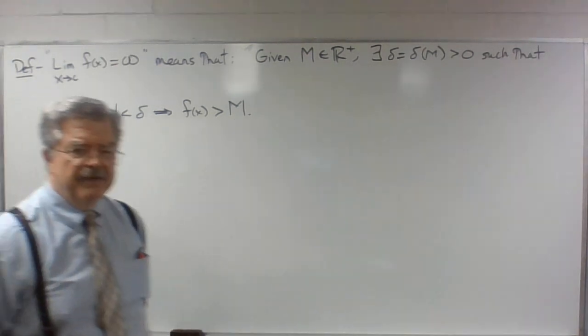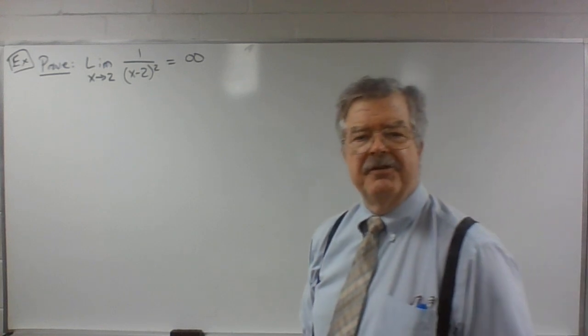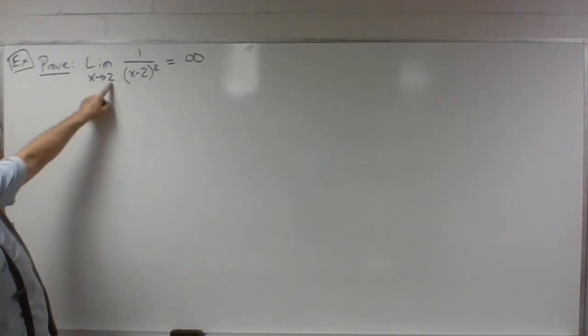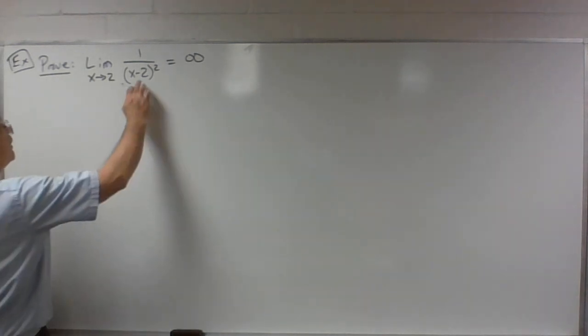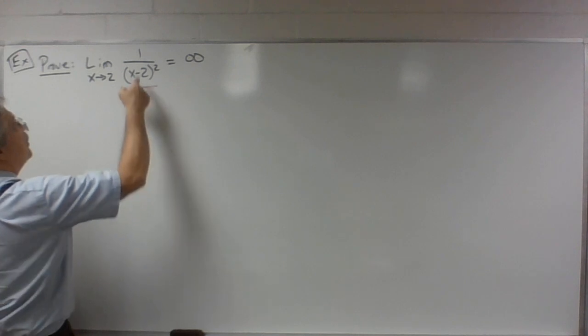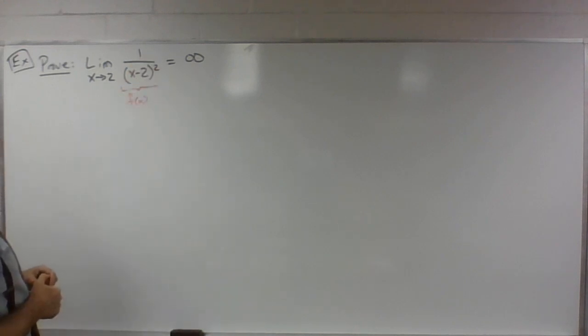Now let's do an example. Okay, this is a nice exercise. Prove that the limit as x approaches 2 of f(x), where f(x) equals 1 over (x - 2) quantity squared, is equal to infinity.